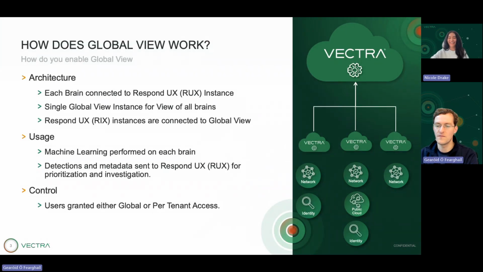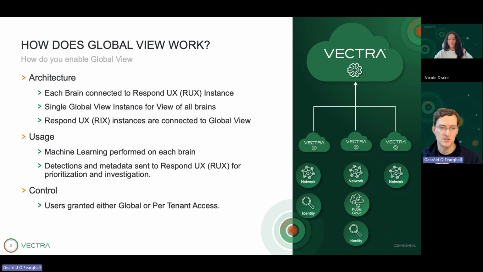Of course. This is fundamentally viable thanks to our innovative, I think game-changing, Respond UX, a Vectra hosted view in the Vectra cloud, whereby you can connect your brain to that Respond UX. If you have multiple brains, say one for each subsidiary, you set those network brains up as normal. They then connect to a Vectra hosted Respond UX, and you can connect your identity coverage or cloud coverage to those as well. Then we build on top of that a global view with a view of each of those single Respond UX views.